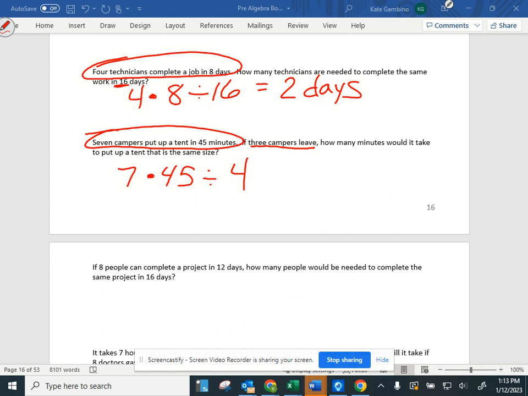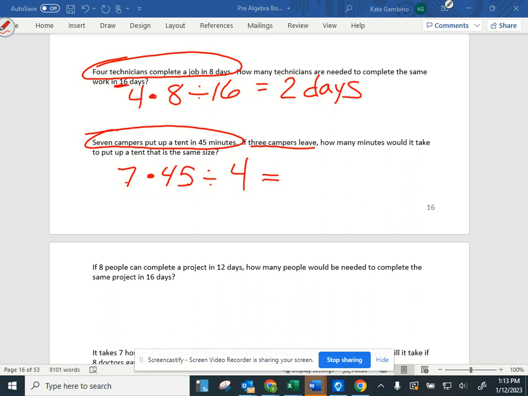So we always have to stop and think, what information are they giving us? Did they tell us how many campers are doing the work? No, they said 3 campers left. So we had to figure out how many campers are doing the work. Okay, so now we know it's 7 times 45 divided by 4.